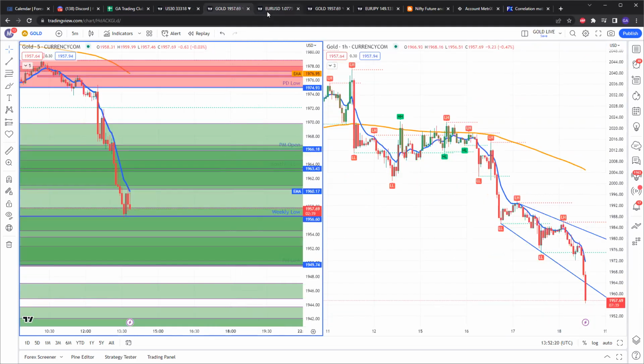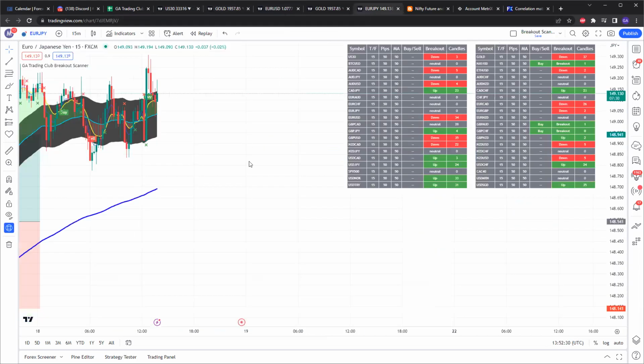So you might be chasing the sell at the bottom. So I would rather wait for a reversal, or I would rather come in here and look for a breakout using the breakout indicator. Let's see what else we have here.